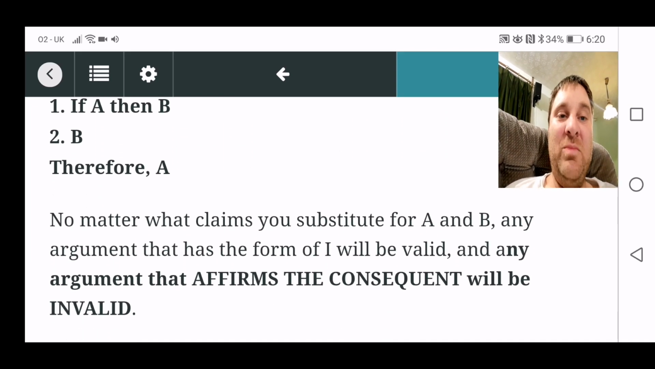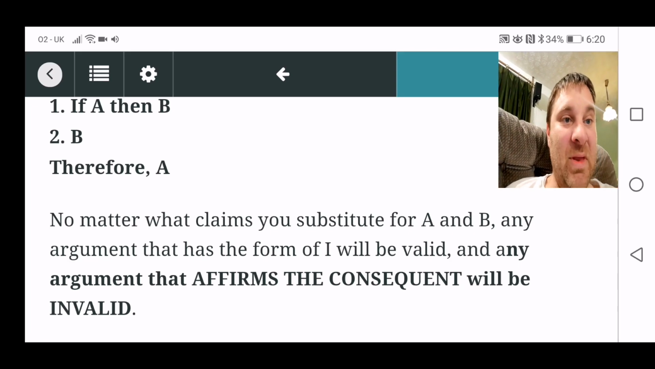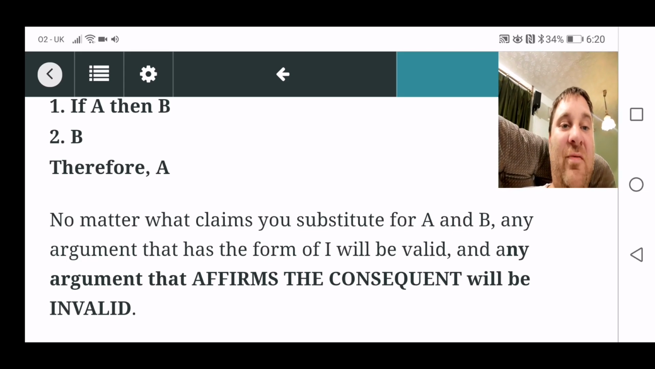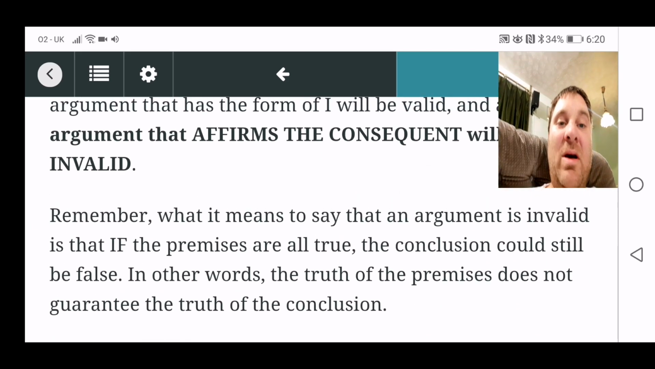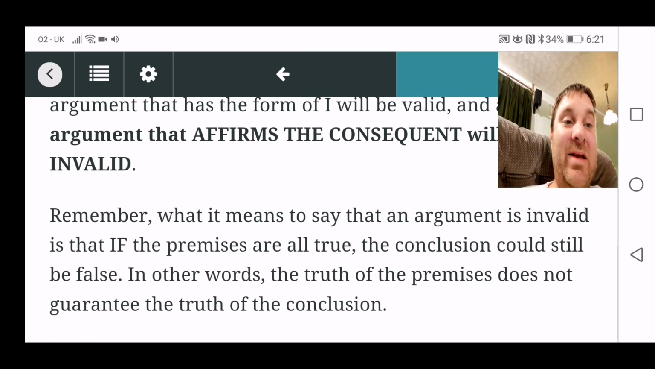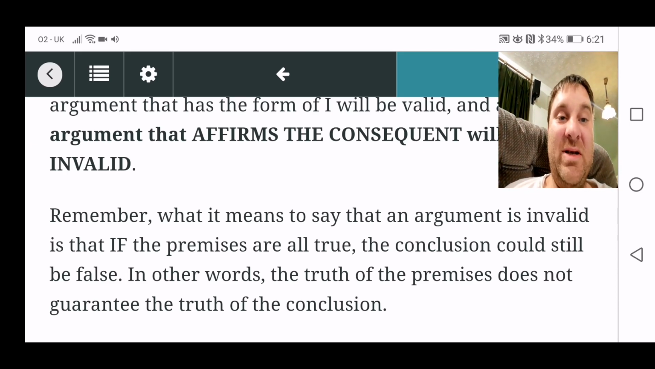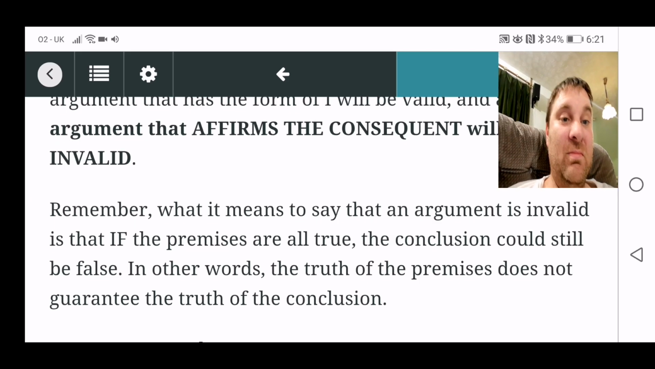No matter what claims you substitute for A and B, any argument that has the form of modus ponens will be valid, and any argument that affirms the consequent will be invalid. Remember that what it means to say that an argument is invalid is that if the premises are all true, the conclusion could still be false. In other words, the truth of the premises does not guarantee the truth of the conclusion.